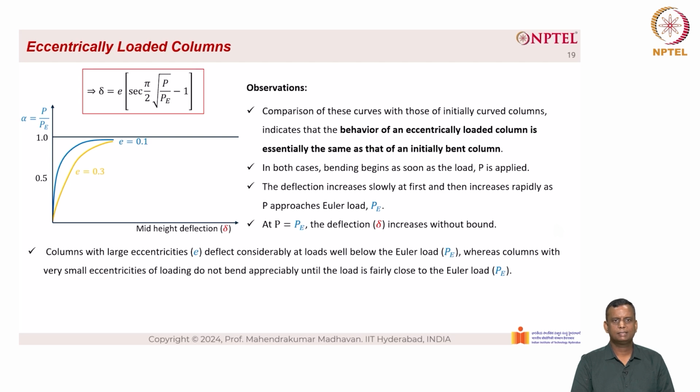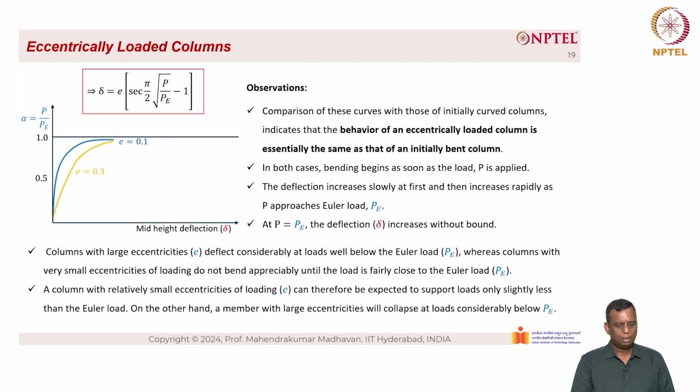Columns with large eccentricities e deflect considerably at loads well below the Euler load, whereas columns with very small eccentricities of loading do not bend appreciably until the load is fairly close to the Euler load P sub E. A column with relatively small eccentricity of loading can therefore be expected to support loads only slightly less than the Euler load. On the other hand, a member with large eccentricities will collapse at loads considerably below P sub E.